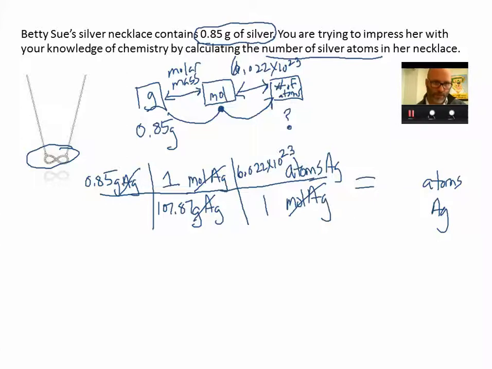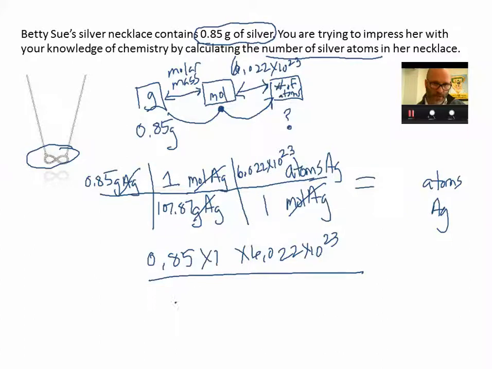So what do we do? We've got 0.85 times 1 times 6.022 times 10 to the 23rd. Sorry, my handwriting's not that great. I need to bend down, but I'm going off screen. I know you want to see my giant bald head. There we go. And then on the bottom, we have 107.87 times 1.